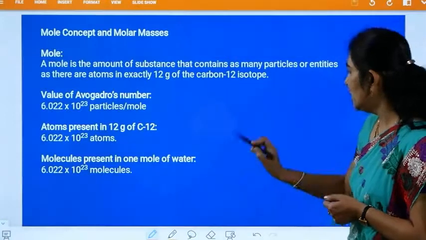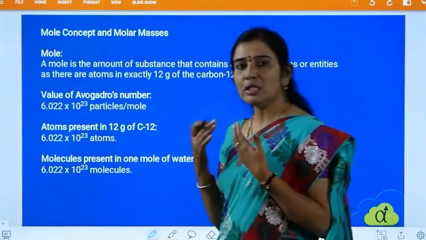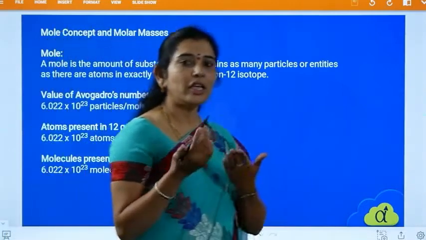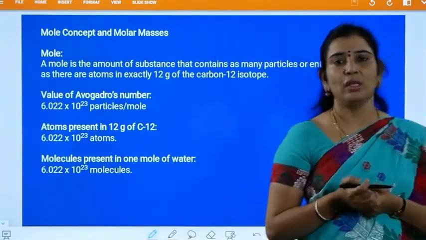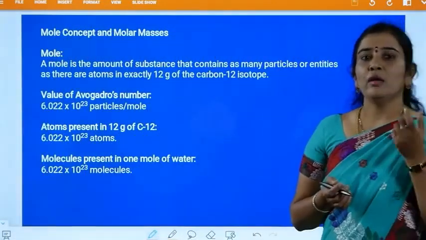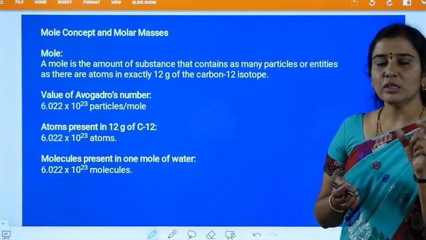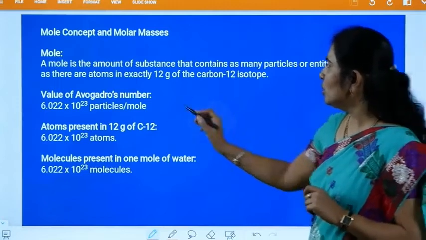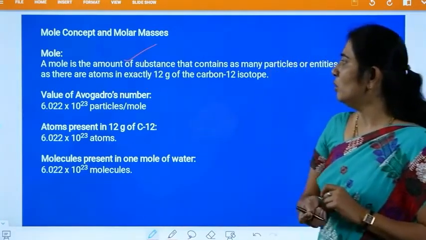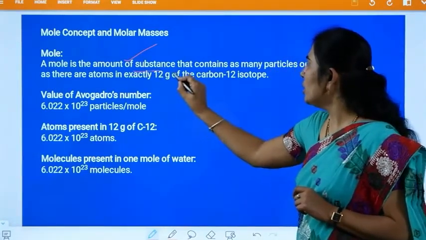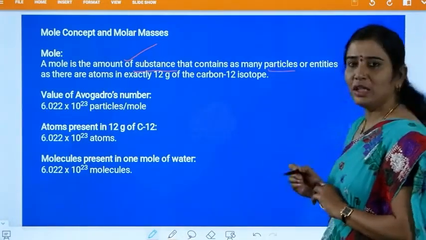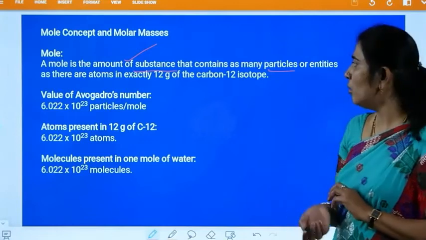So like this, the mole concept tells about the quantity of atoms present in a given substance. So here actually 1 mole means 6.022 into 10 power 23 atoms. So how do you define mole? It is the amount of substance which contains particles like atoms or molecules.